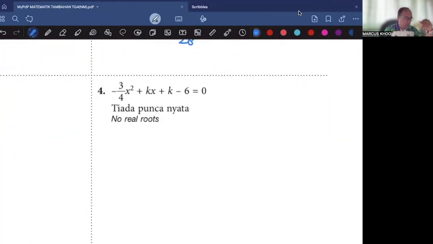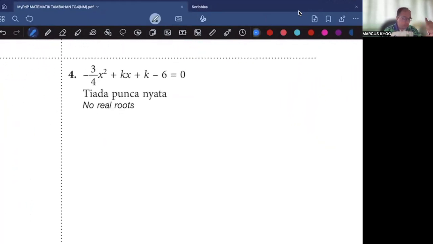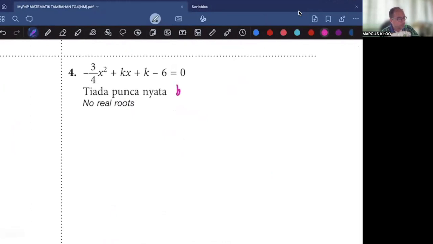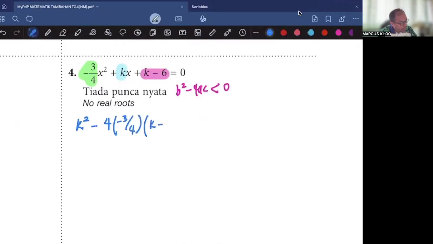Finally, this question, we're going to do this together. No real roots. No real roots means b squared minus 4ac is less than 0. Let's determine first: this is a, this is b, and this whole thing is c. Because there is no letter x, the whole thing is c. Don't just take the k or the -6, the whole thing is c. So let's substitute this in: b squared, k squared, minus 4 times -3/4 times (k minus 6) less than 0.